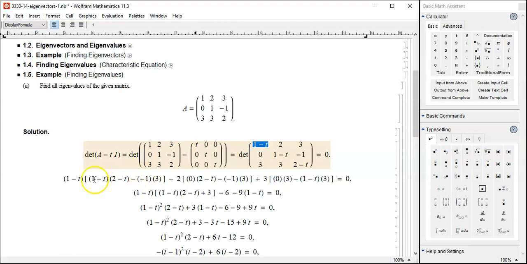Okay, 1 minus t, and then the determinant of the deleted matrix, minus 2, and the determinant of the deleted matrix, and finally 3, and then the determinant of the deleted matrix. That equals 0. And simplify. Well, okay, how do you simplify? The key is do not expand everything all at once and then try to refactor. Let's simplify step by step.